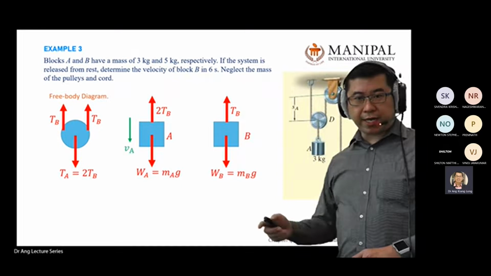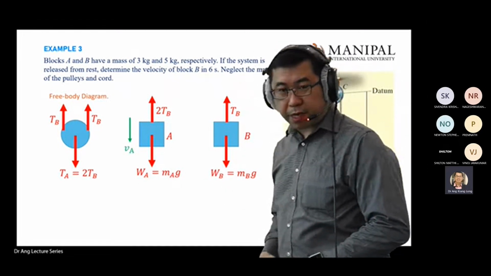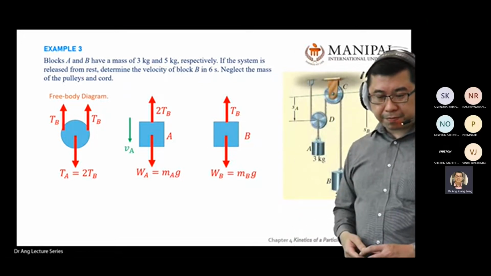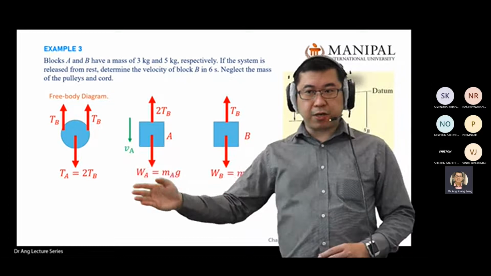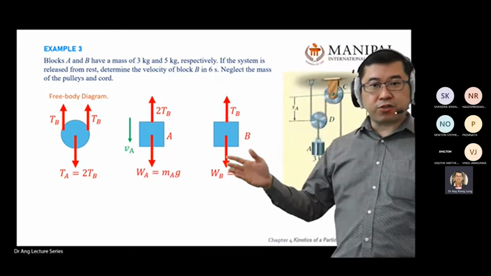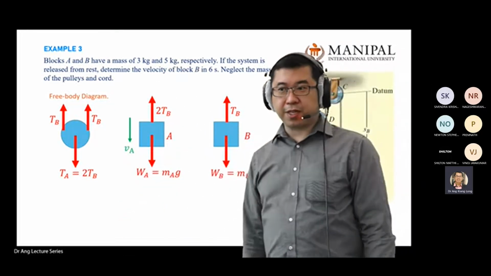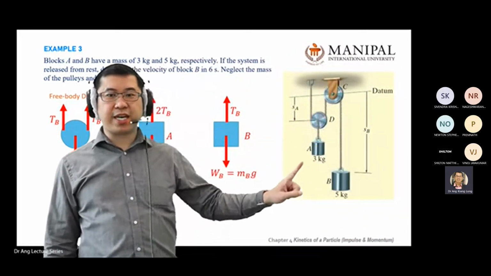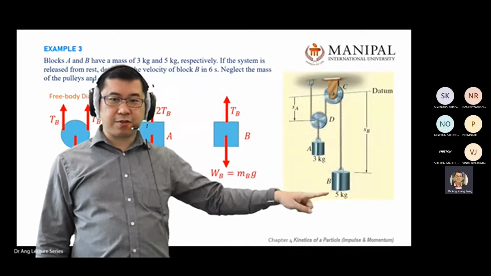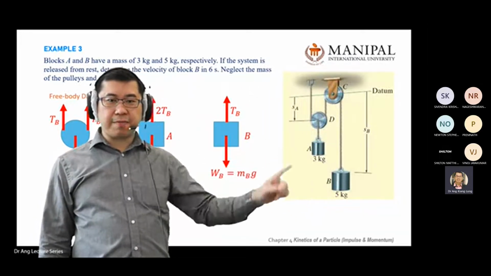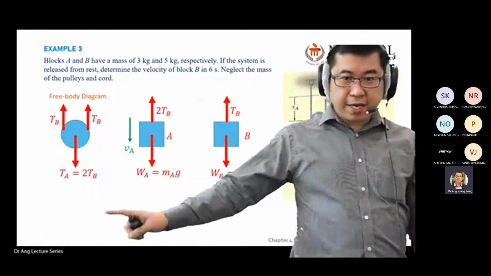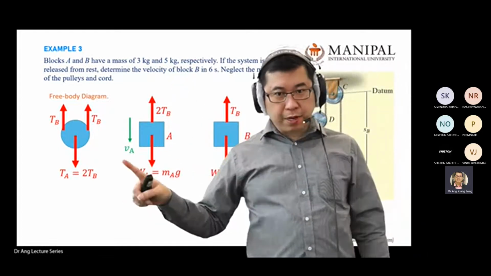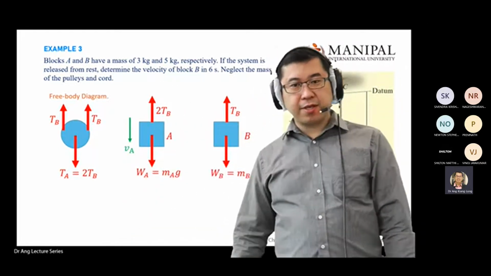Next, I add in the velocity, just to remind myself I'm going to use the principle of linear impulse and momentum. I add in the velocity of A. In this case, I assume V_A going down is positive. Of course, in the real case, logically, you know that V_A will be going up because B is heavier. But in my free body diagram here, I assume all my objects are positive going down. So my V_A positive direction is going down.